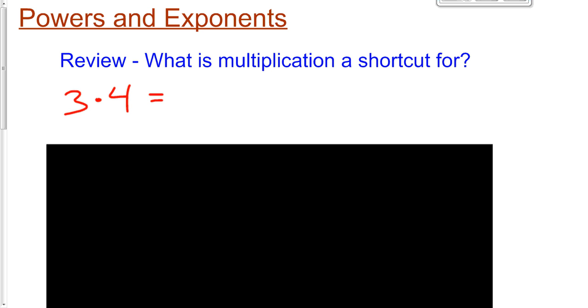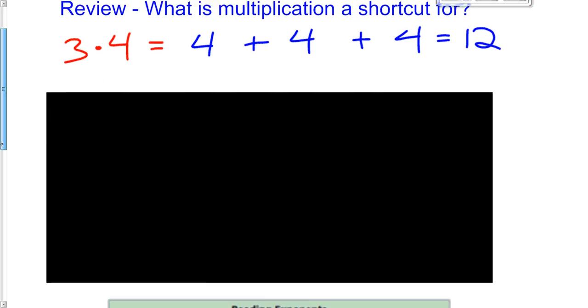Well, we can talk about it in 2 different ways. Basically, this is like saying 3 groups of 4 or 4 groups of 3. Let's go about it the first way: 3 groups of 4. So 4, 4, and 4. And if we total all of those, we still get 12. But 3 times 4 is the shortcut for repetitive addition, basically. So multiplication is a shortcut for adding a number over and over and over again, and that's something that we learned a while ago.